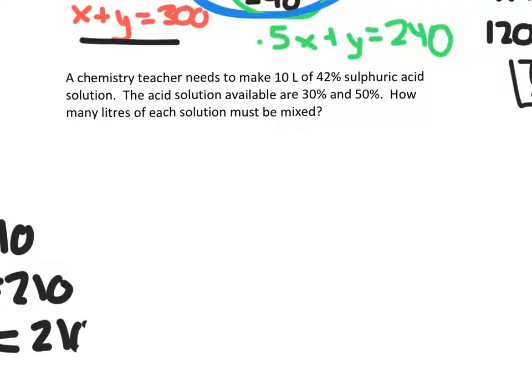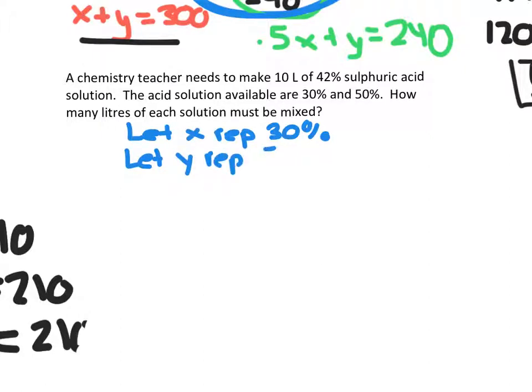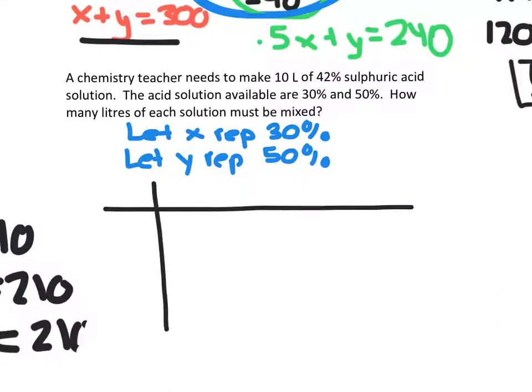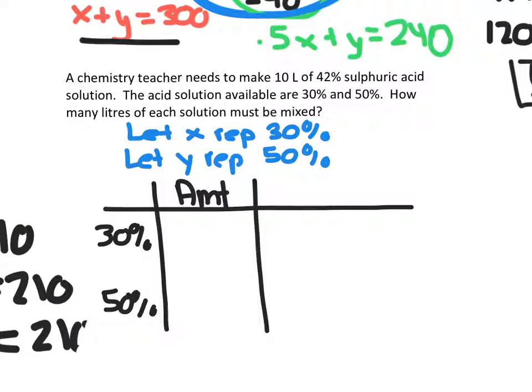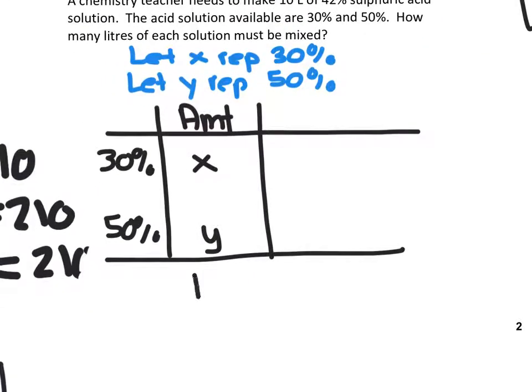So again, we're going to start with just identifying our variables. So let x represent 30%, and let y represent 50%. And we're going to start with the table. Again, if you don't want to use the table method, you don't have to. For some people it will work well, for some it won't. It just depends. So let's start with 30%, 50%, just identifying what we're working with. And we go with the amount. So we know that x plus y, in the end, we need to have 10 liters.